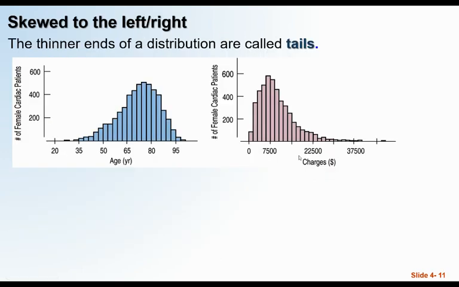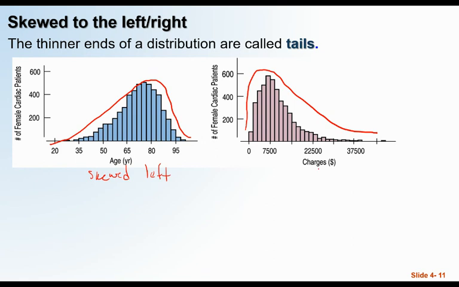We talked about skewed left and skewed right. This distribution of ages for cardiac patients is skewed to the left. Otherwise, it'd be symmetric, but we're getting pulled to the left. The distribution of charges for cardiac patients, how much they're spending, oh my gosh, it's dark, is skewed to the right. Okay, this is skewed left. The tail is going to the left. This is skewed right. The tail is going to the right.